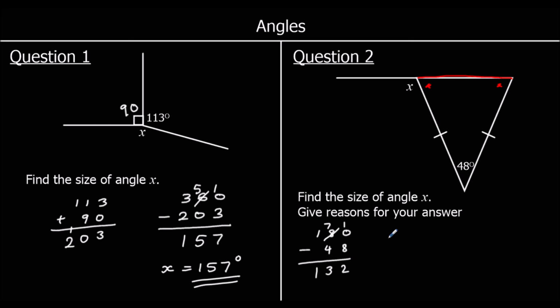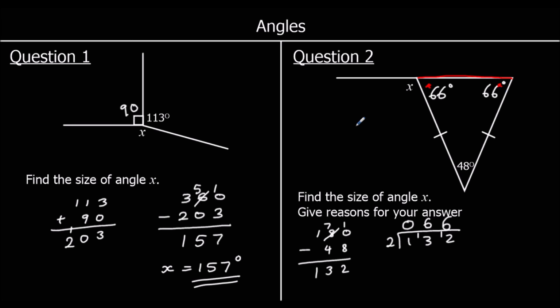So if we half 132, how many times does 2 go into 1? None. Carry 1 over. How many times does 2 go into 13? That's 6 with 1 left over. And how many times does 2 go into 12? 6. So both of these angles are going to be 66 degrees.